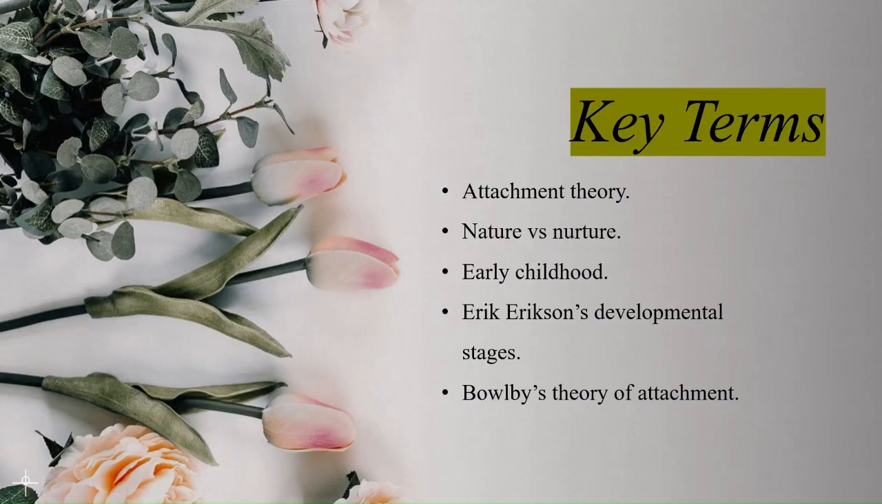So here we have a few key terms. We have attachment theory, nature versus nurture, early childhood, Erik Erikson's developmental stages, and Bowlby's theory of attachment. In this presentation, we're not gonna go deep into Erik Erikson's developmental stages and Bowlby's theory of attachment, but I'm gonna briefly explain it here. Erik Erikson's developmental stages are from ages birth till adulthood. And what I based my research on was the first two. So we have trust versus mistrust, and we also have industry versus inferiority.